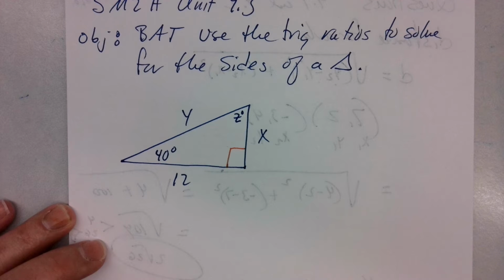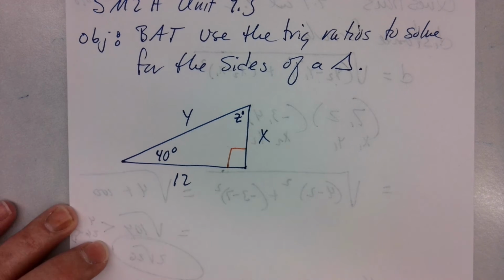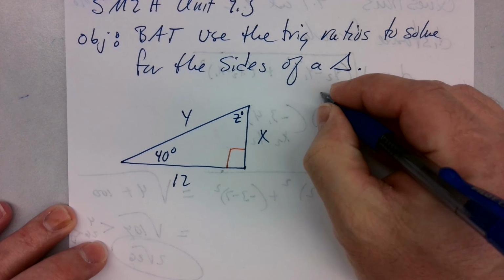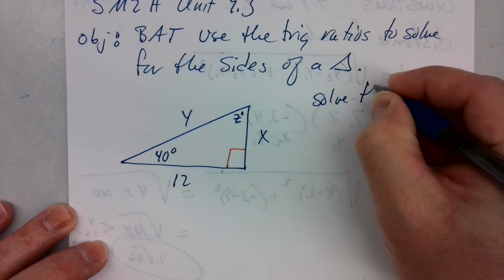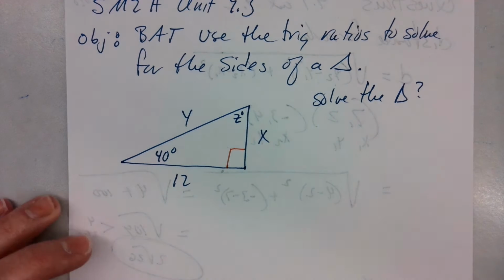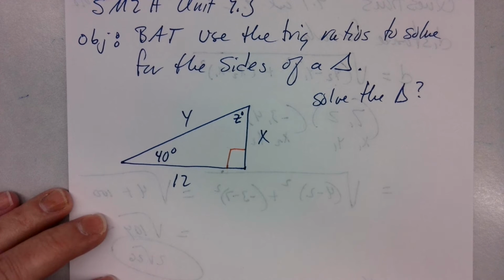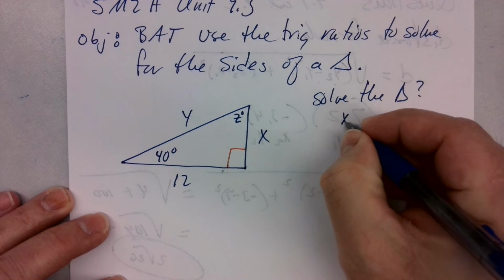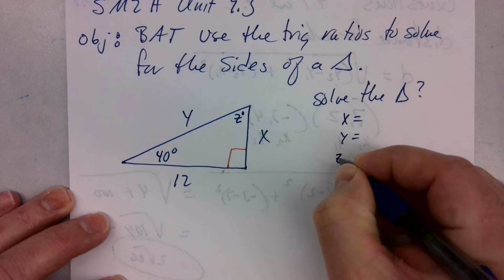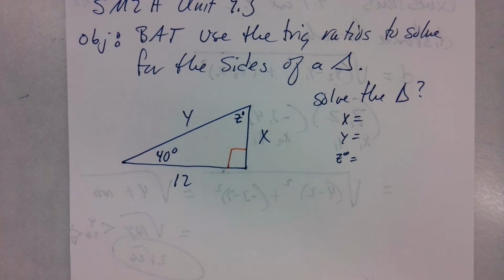They're going to eventually, and this is more for the test rather than just section 9.3, they're going to simply say to solve the triangle. Okay, what that means is you need to find out everything you can about that triangle. So we're going to need to find what? Yeah, we're going to need to find x, we're going to need to find y, and we're going to need to find z.